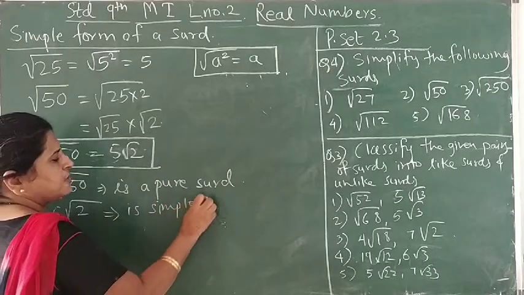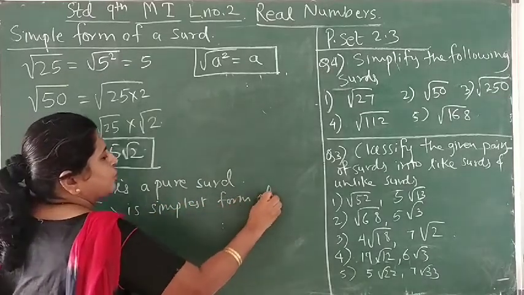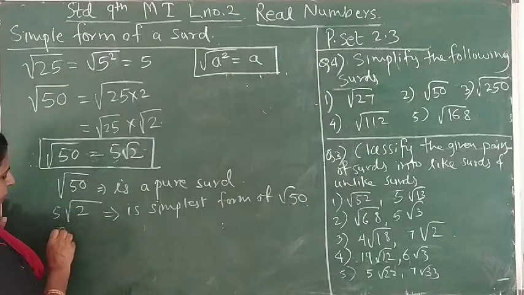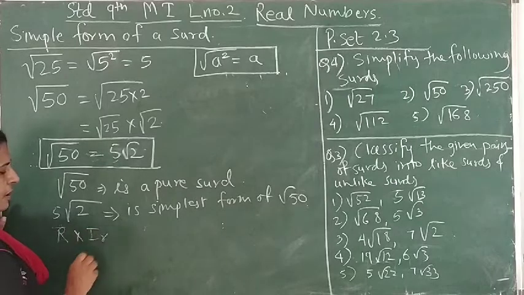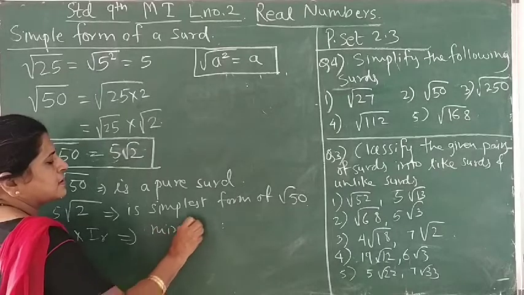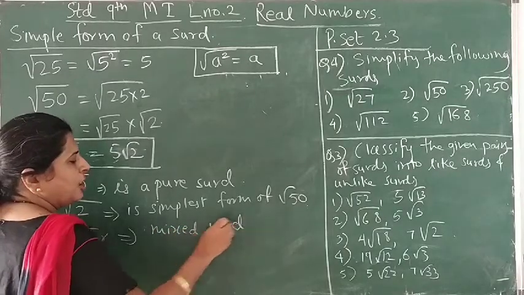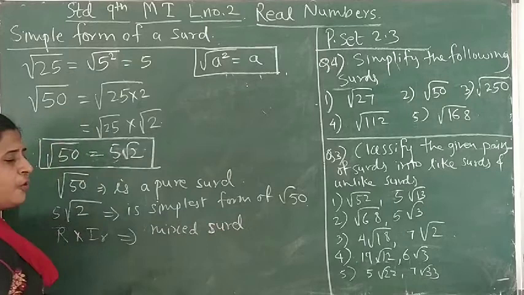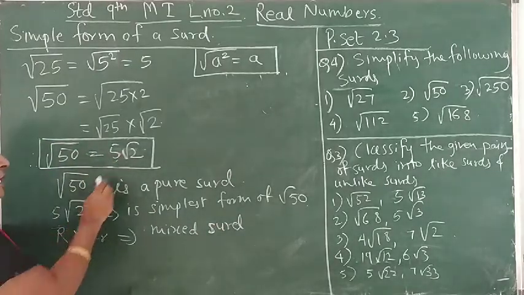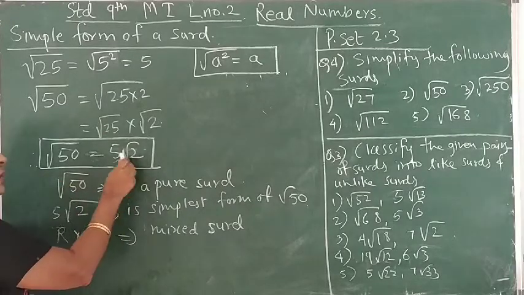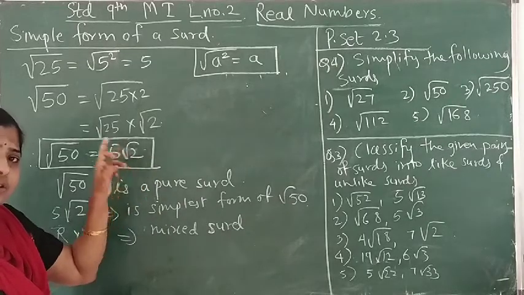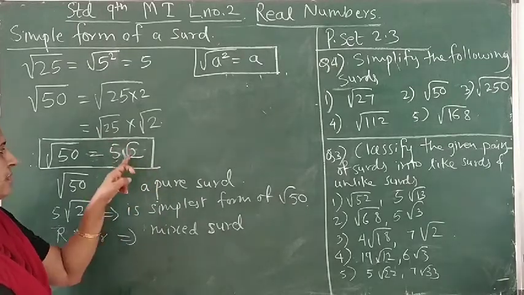It is the simplest form of square root of 50, and as it is written as the product of a rational number and an irrational number, or a rational number into a surd, it is also called a mixed surd. Now here it is not only important that we have taken 5 out of the surd, but that the remaining part 2 under the radical is not a perfect square, and has no other factor which is a perfect square.